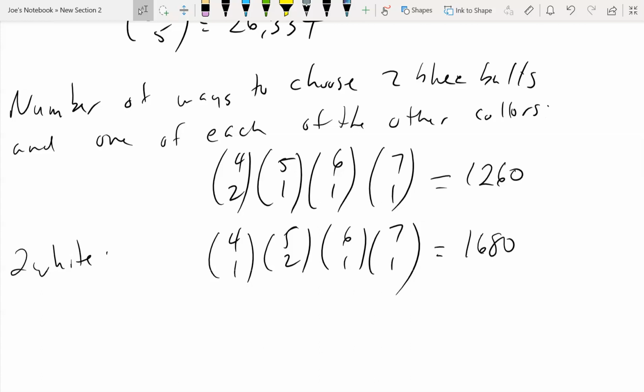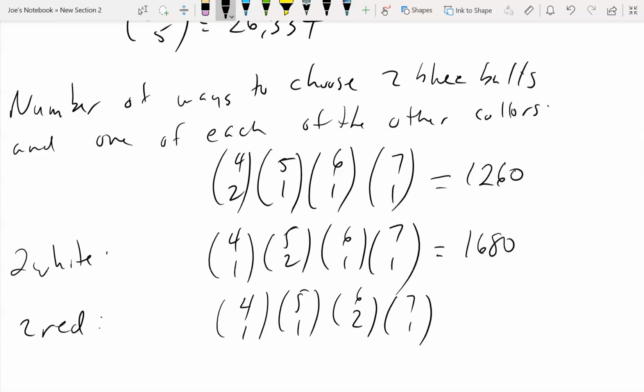What's the next case? 2 red. Yeah, so we'd have 4 choose 1, 5 choose 1, 6 choose 2, 7 choose 1. What do you get for that number? 2100?